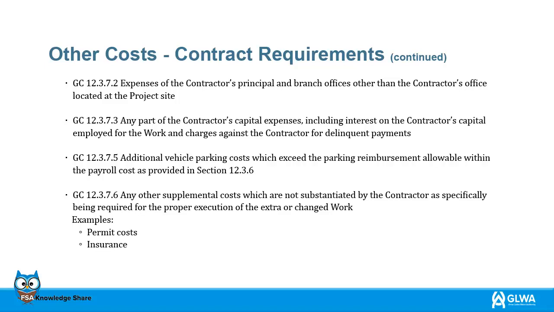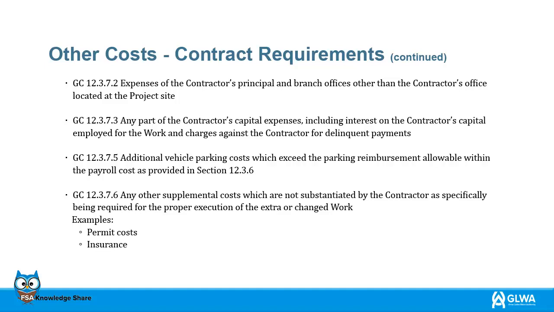12.3.7.2. Expenses of the contractor's principal and branch offices other than the contractor's office located at the project site. 12.3.7.3. Any part of the contractor's capital expenses, including interest on the contractor's capital employed for the work and charges against the contractor for delinquent payments.